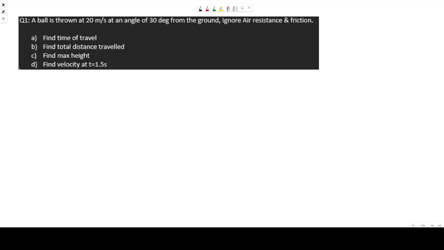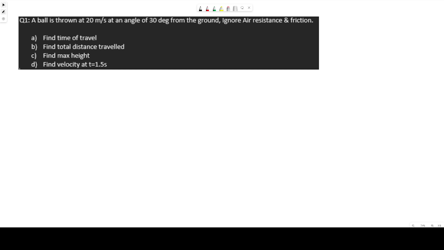Today we'll be doing some projectile motions. So we have a question which says a ball is thrown at 20 meters per second at an angle of 30 degrees from the ground. Ignoring air resistance and friction, find the time of travel, total distance traveled, maximum height, and the velocity at t equal to 1.5 seconds.